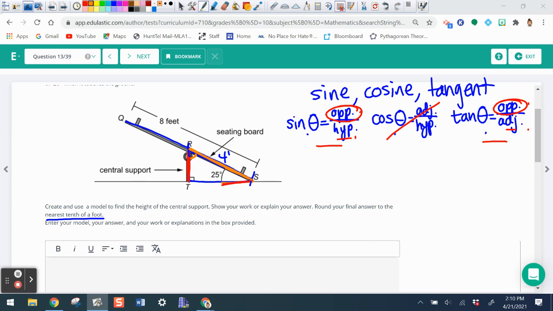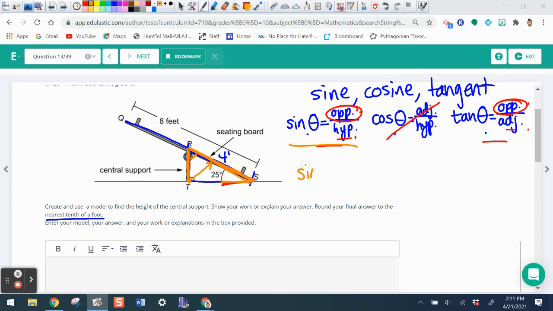So we have to ask ourselves, is RS considered an adjacent side to angle S, or is it considered the hypotenuse? Well, it seems like it would be adjacent to angle S, but RS is the hypotenuse of this right triangle because it is opposite of the right angle. That's how we describe the hypotenuse. It's opposite of the right angle. So, in fact, we have our angle measured 25 degrees, we're looking for the opposite side length of that angle, and we're given the hypotenuse. So we are going to be using the sine ratio here.